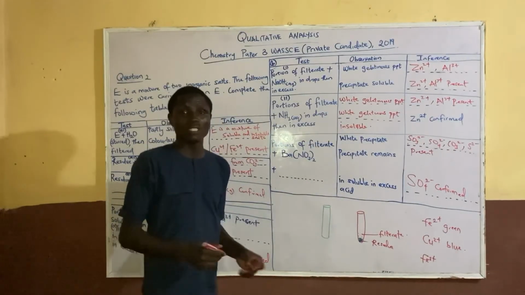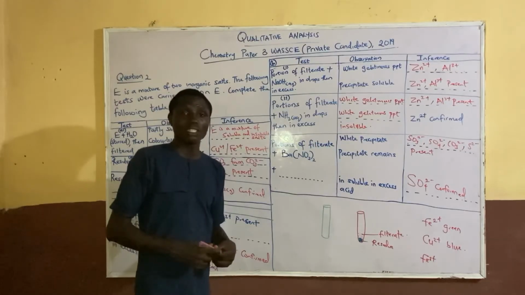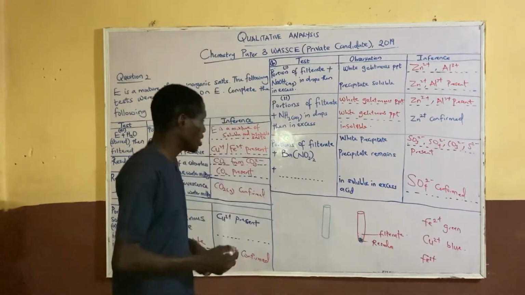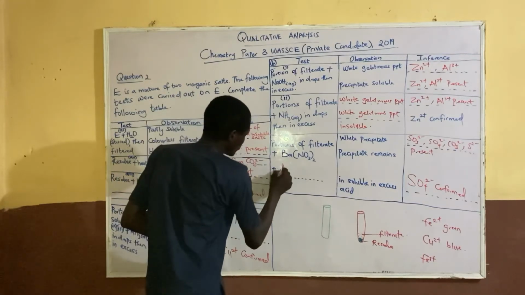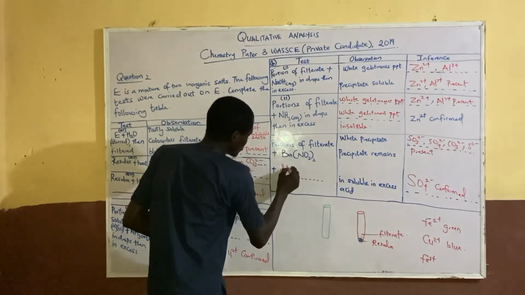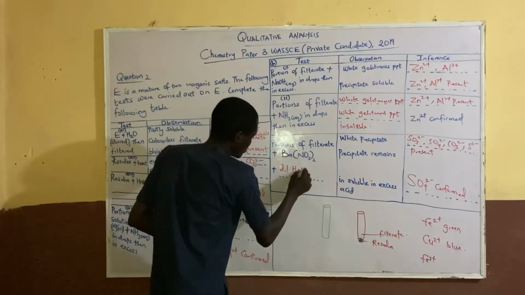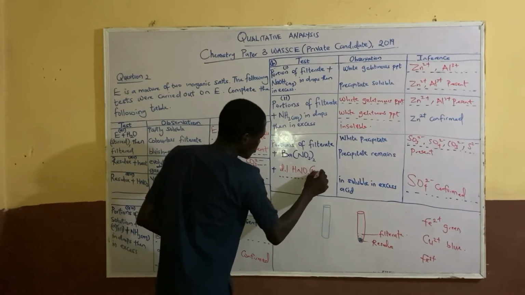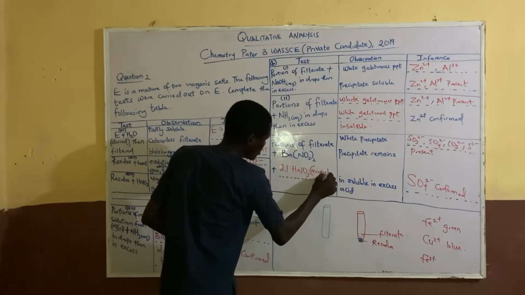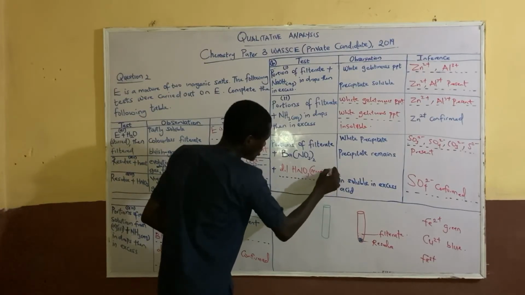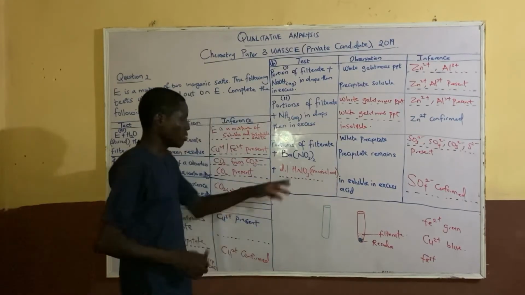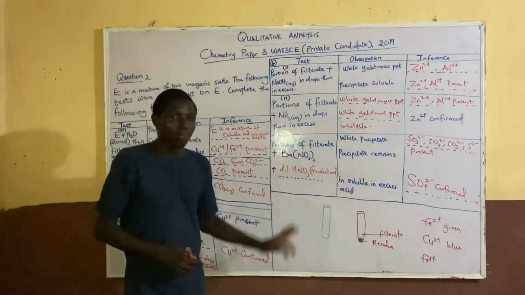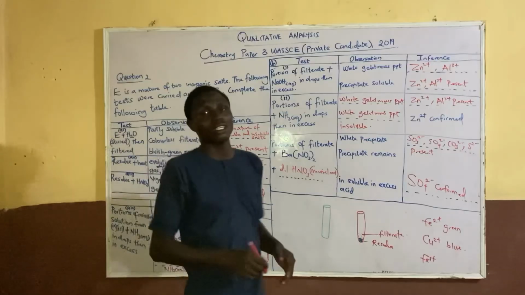Now, when I say insoluble in acid, you can use any of the dilute acids here. You can use dilute HNO3, you can use dilute HCl. Don't write mineral acid there. So just write dilute HNO3 or dilute HCl in this place.